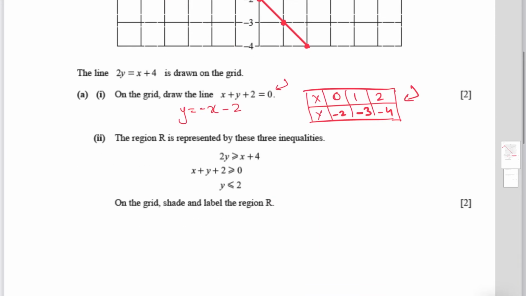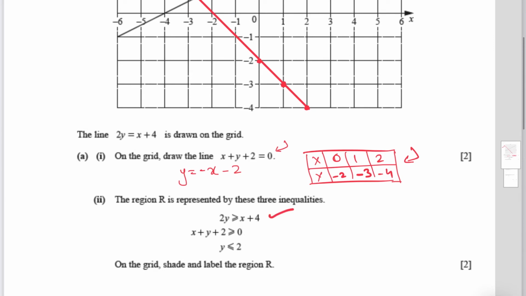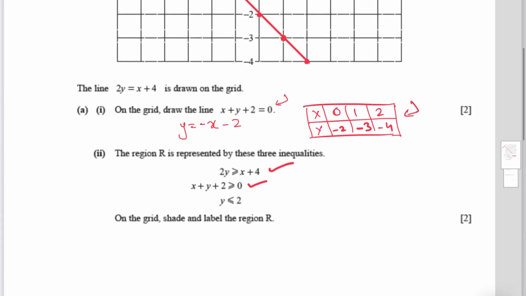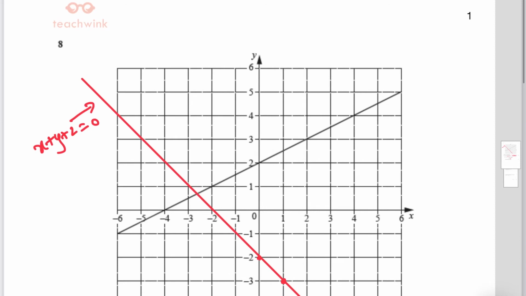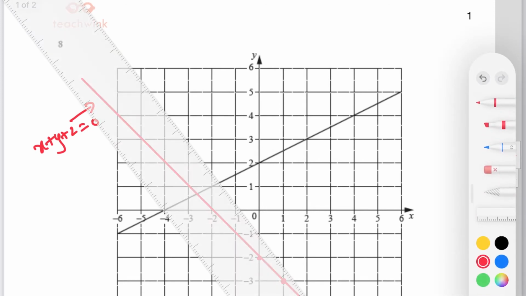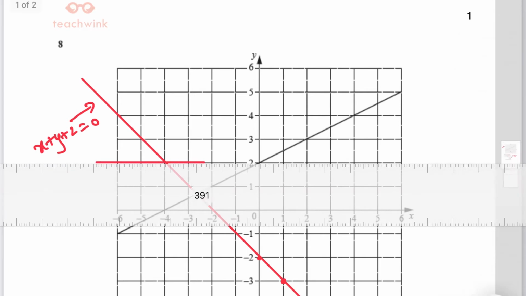Let's move on. The region R is represented by these 3 inequalities. 2y is greater than or equal to x plus 4. I think this line is drawn for us already. Yes, this is done. x plus y plus 2 is greater than or equal to 0. This is done as well. Now we need to plot the line of y is less than or equal to 2. This is a simple one. So we just draw a line at y equal to 2, a horizontal line.